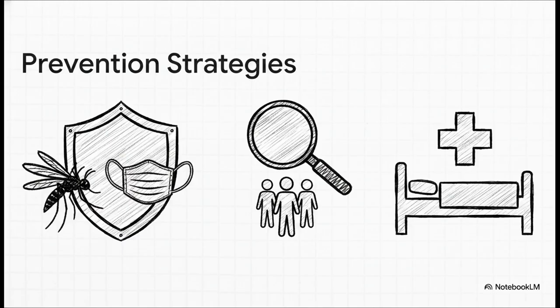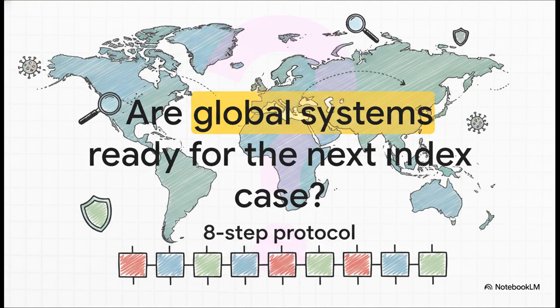Finally, if patients are fully symptomatic, we escalate to tertiary prevention. This is all about specialized clinical management in the hospitals, providing life-saving interventions like hemodialysis for organ failure to minimize permanent disability and drive down that ultimate case fatality rate. And that brings us to the end of our briefing.